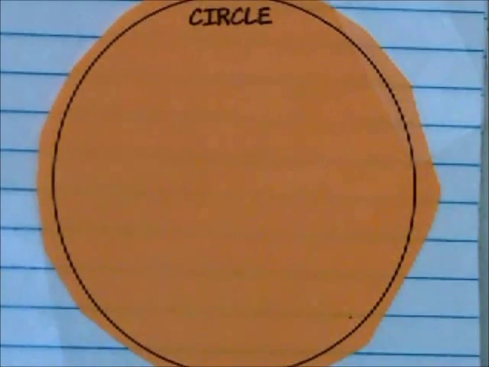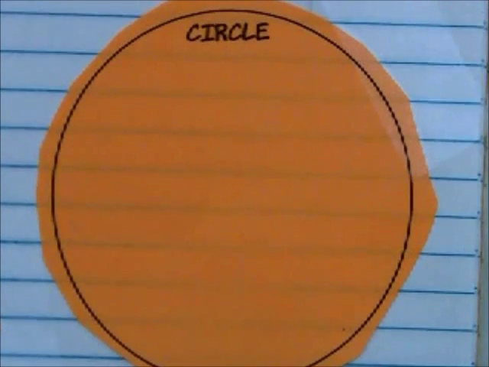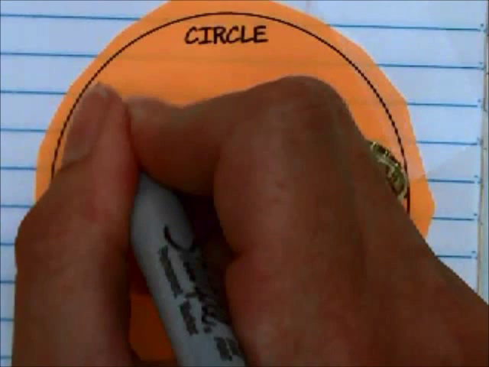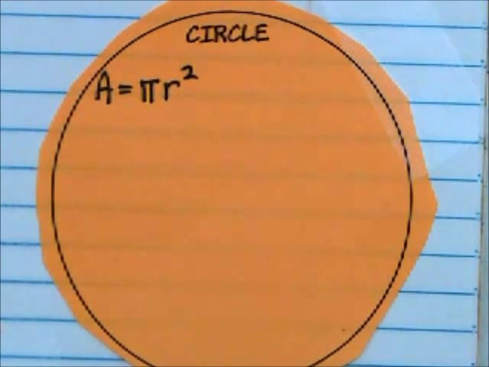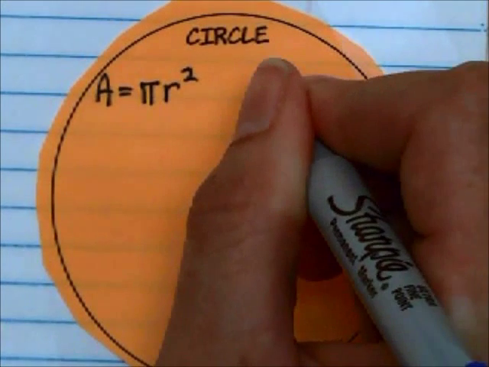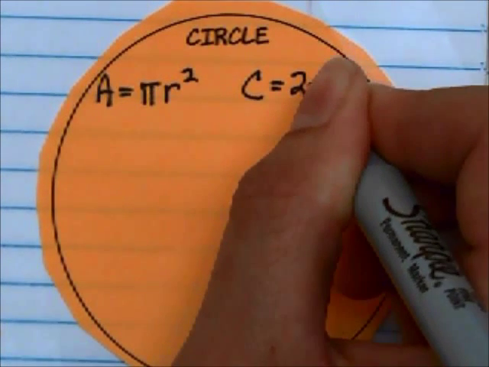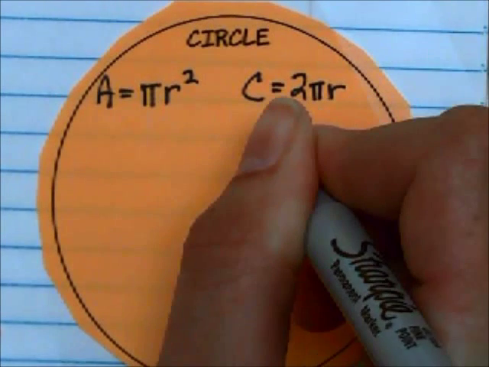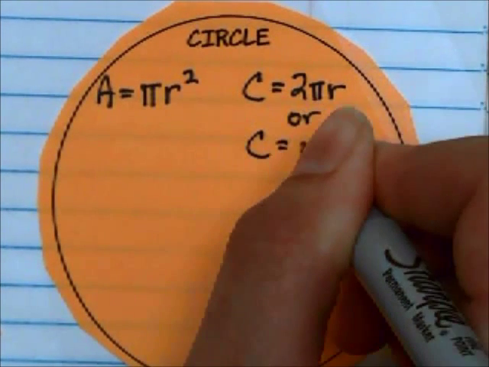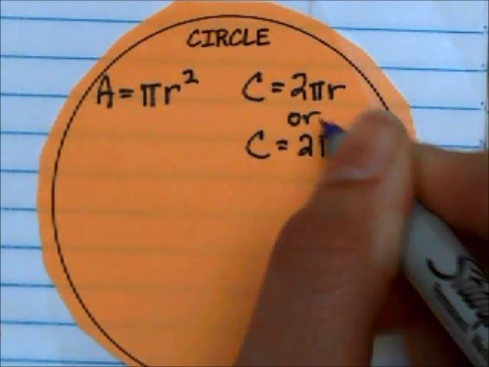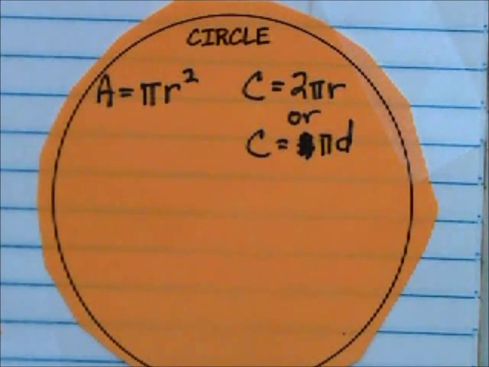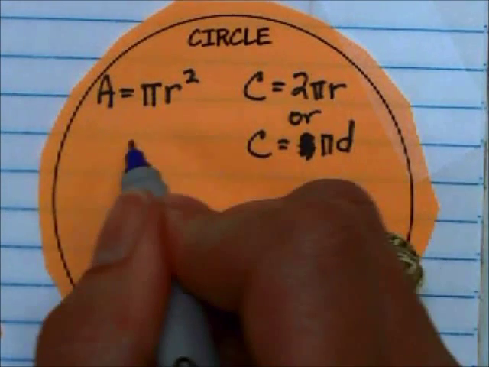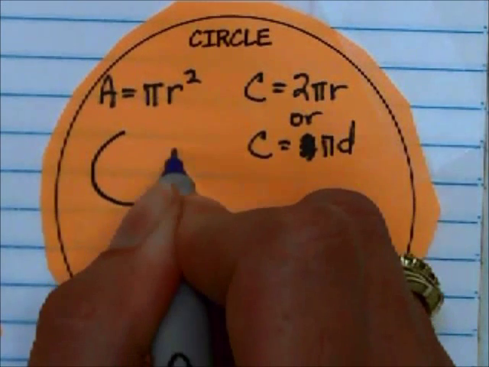We're going to do area and circumference of the circle. Area is equal to pi r squared. Pretty sure you've seen that before. And circumference is equal to 2 pi r, or you can use, I'm sorry, it's just pi times the diameter. Scratch that 2 out right there or erase it. Pi times the diameter.